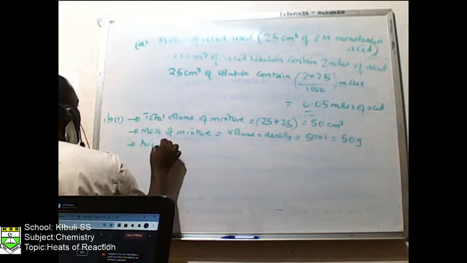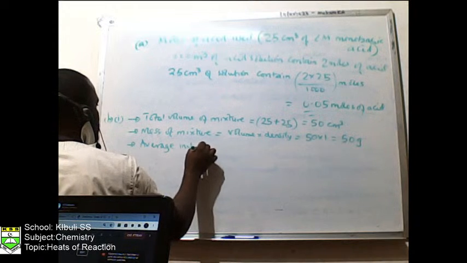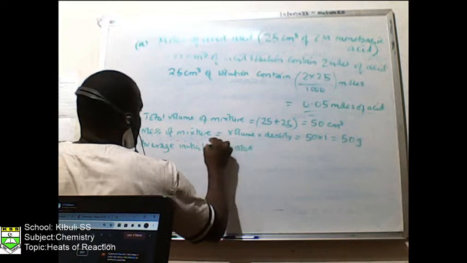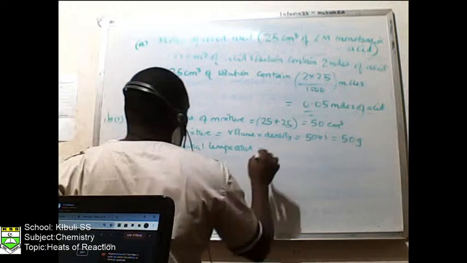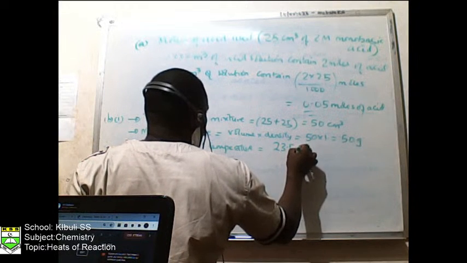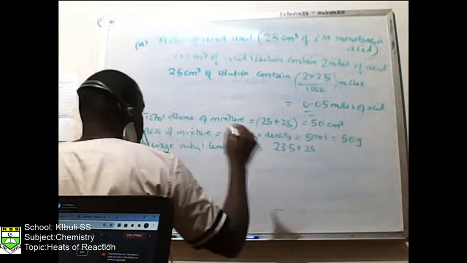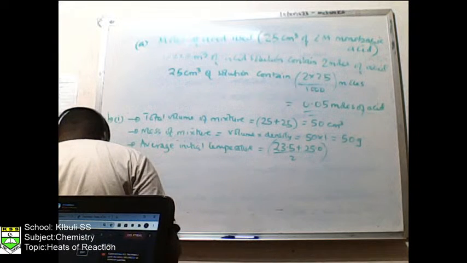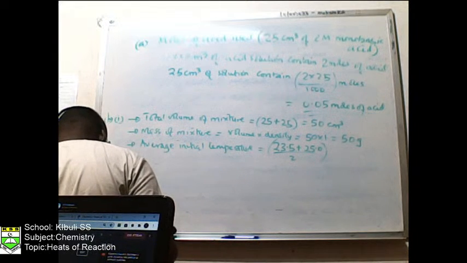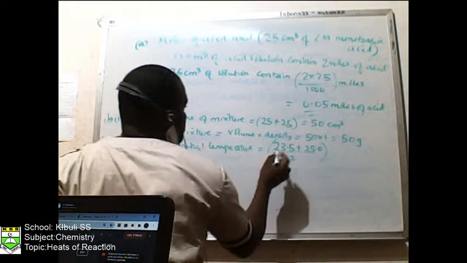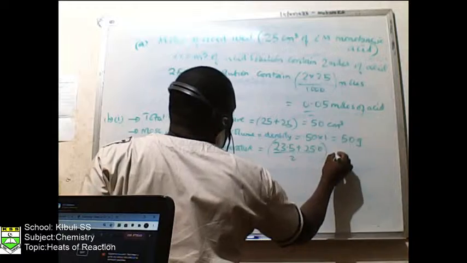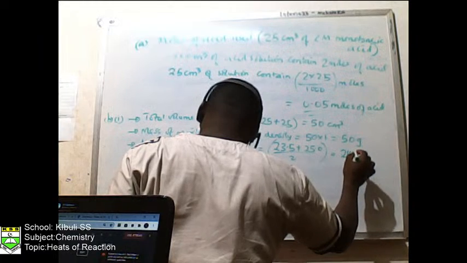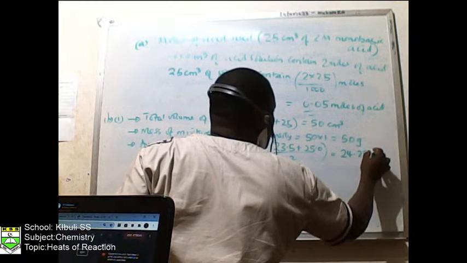Then average initial temperature equals 23.5 plus 25.0 divided by 2. So this was the temperature of the acid, and this is the temperature of the alkali. And when you add and divide by 2, you get 24.25 degrees Celsius.